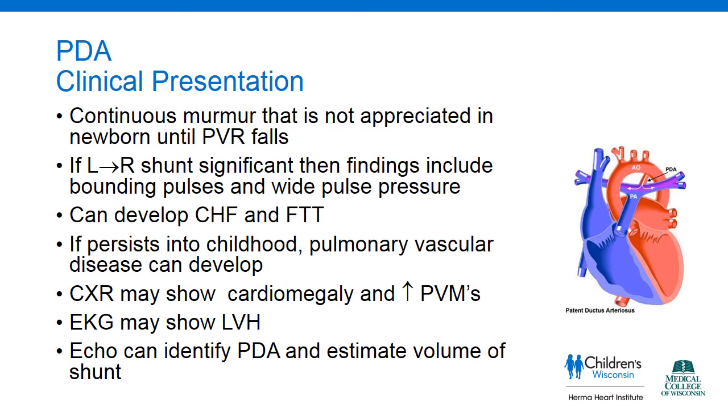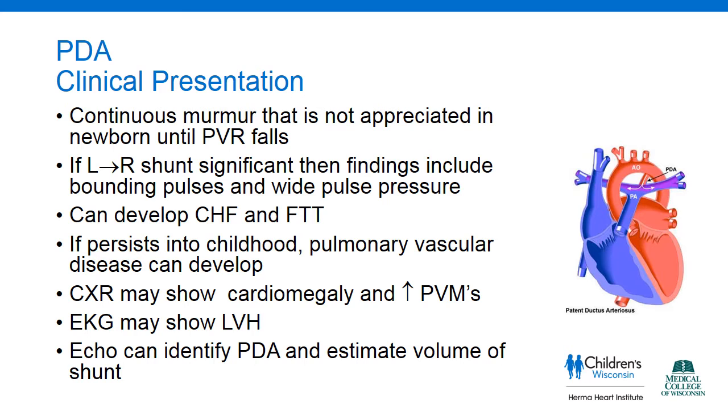These patients have a different type of murmur. It's a more continuous murmur, almost machine-like, that you hear in the left upper sternal border, and maybe not heard until that pulmonary vascular resistance drops and blood flow really starts to go through that PDA.